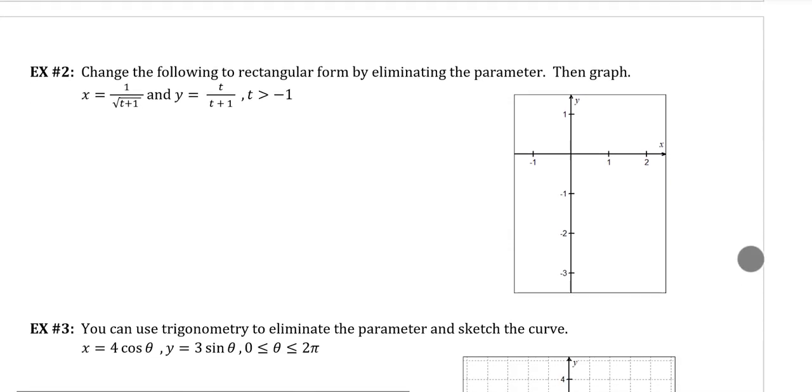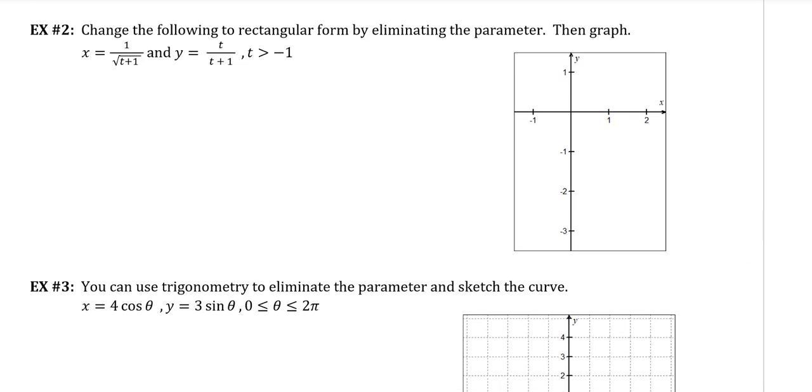Okay, example 2. We are going to change the following to rectangular form by eliminating the parameter. So we want to write y as a function of x and eliminate t altogether. So what you want to do is take the equation that seems to be easier to solve for t and solve it for t, and then we're going to substitute into the other equation. So I'm going to take the x equation.